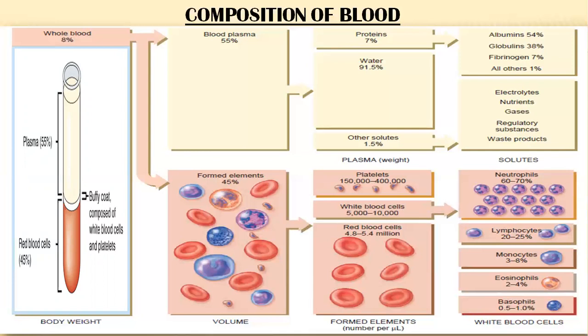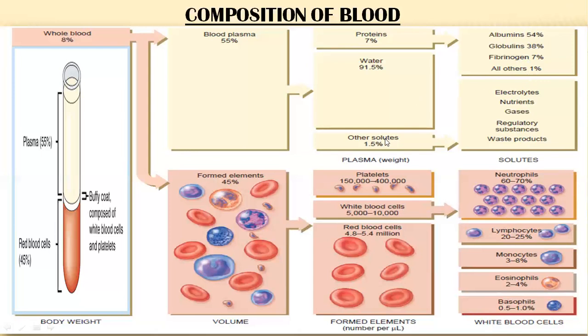So the plasma proteins, you have different types of plasma proteins. So these 7%, you have the plasma protein. And of the total plasma proteins, you have more of albumin. Albumin is about 54% of total plasma proteins. Then you have globulins, which is about 38%. Then you have fibrinogen, which is about 7%, and the other plasma proteins who constitute about 1%.